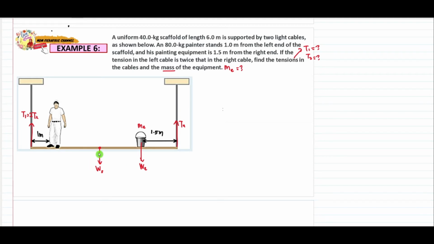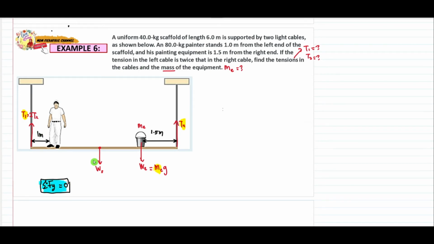Okay, so now kita nak kira apa. Oh, kita nak kira mass of the equipment. Okay, so WE equal to mass of the equipment times the gravity. So saya nak cari ini kejap lagi. Saya nak cari ini, T1. Okay, so let's start. We can use total Fy. Okay, total Fy is equal to 0. Kita tulis dulu. Okay, saya rasa tak boleh selesaikan lagi kan. Okay, total Fy is equal to 0. Highlight sikit.